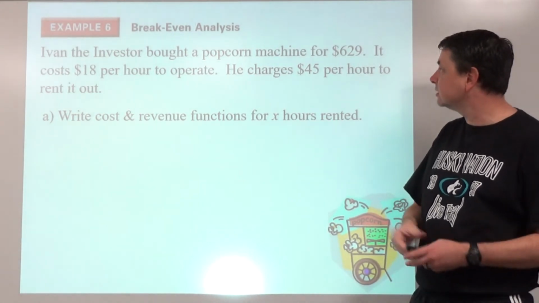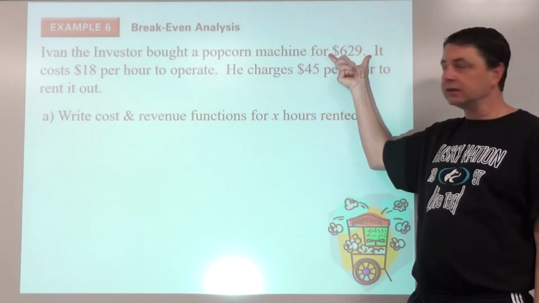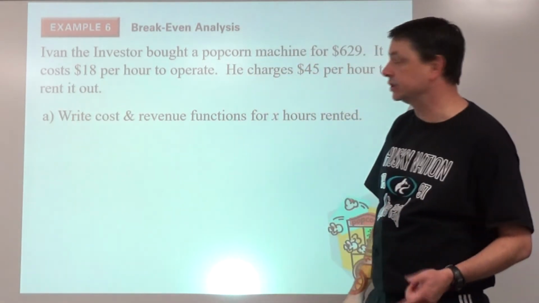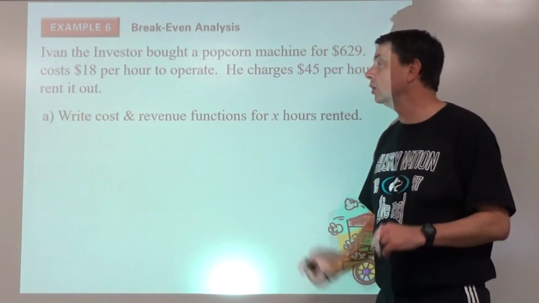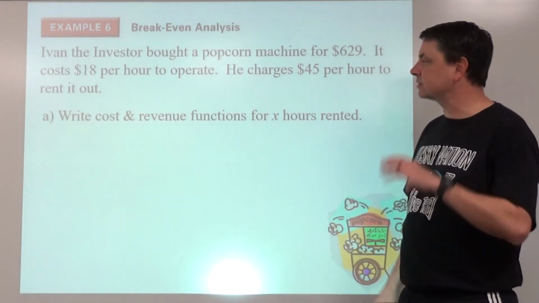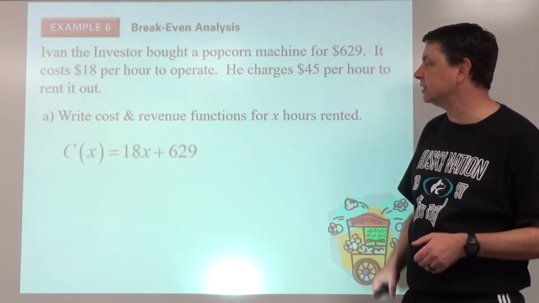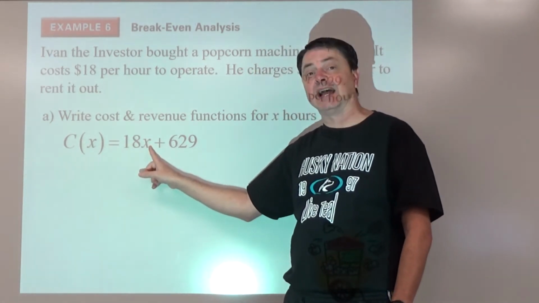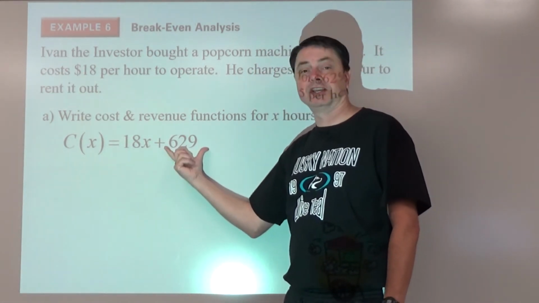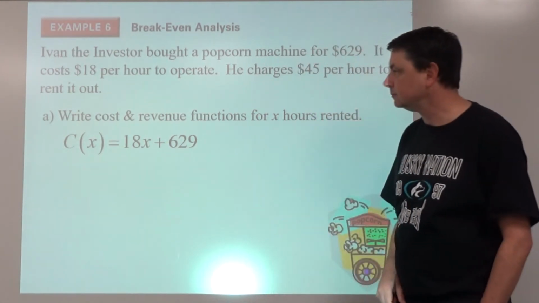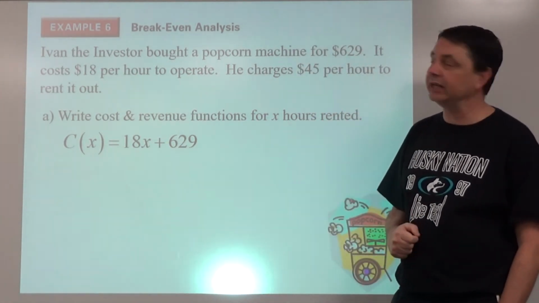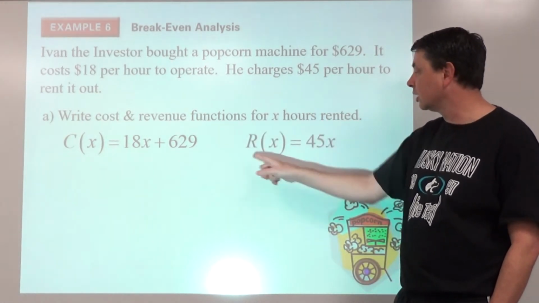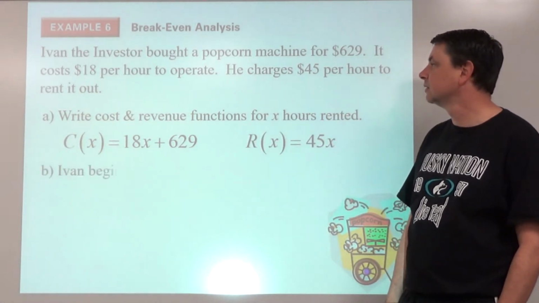So cost, well, there's his fixed cost, and there's his variable cost. We're going to write this in terms of functions. So we're going to use function notation. So C of X, cost as a function of X, is going to equal the variable cost, $18, times the number of hours operated, plus the fixed cost. The revenue function is a little bit easier. He just makes $45 per hour, so R of X would be 45X.